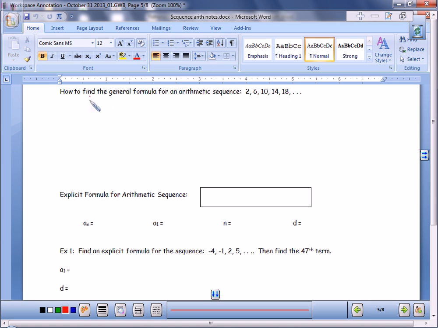Now let's go back to our rules for recursive and think about, okay, to get the second term, we're going to take that first term and add the common difference. What is the common difference? 4. Is that how we get the second term? Yep. So now to get the third term, we're going to take this second term and add another common difference, aren't we? Yes. And to get the fourth term, we're going to take that third one and add another common difference.